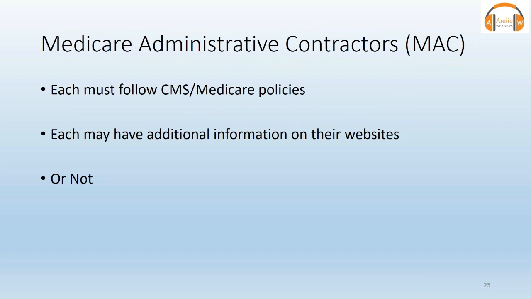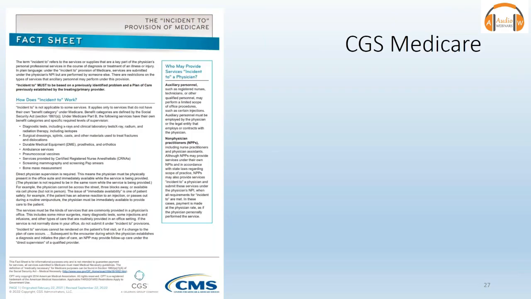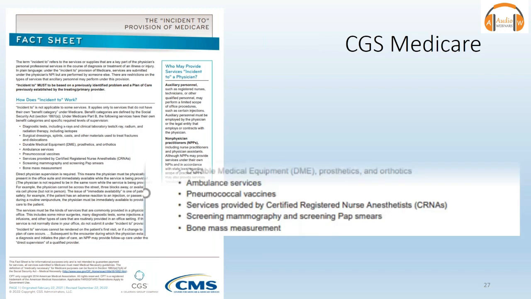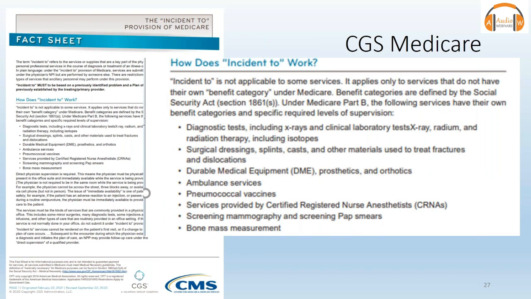Now, each of our Medicare administrative contractors, our MACs, have to follow CMS Medicare policies. They may have additional information on their website. Some don't, some do. Some will have documents you can download, some won't. And so you really need to go to your MAC's website and do a search for incident to and direct billing and non-physician practitioner services and see what you can find. CGS also has a fact sheet on their incident to, and it talks about incident to is not applicable for some services. It applies only to services that don't have their own benefit category. Oh, we heard that before. Benefit categories are defined. The following services have their own benefit category and specific levels of supervision. Notice this list has more services on it than the previous list did.